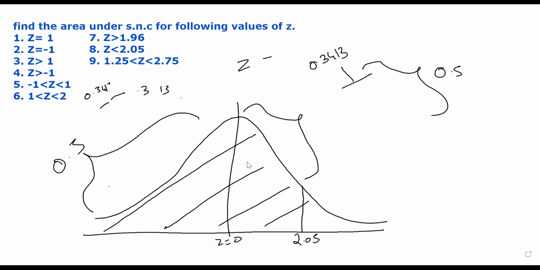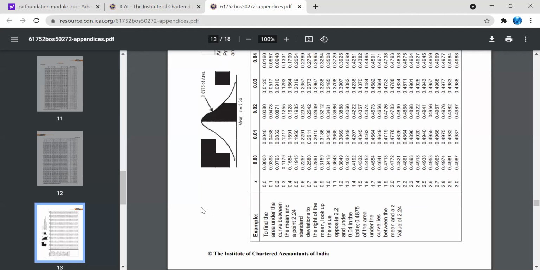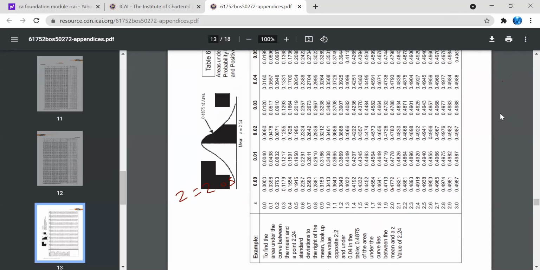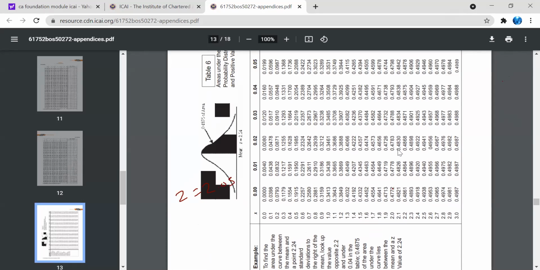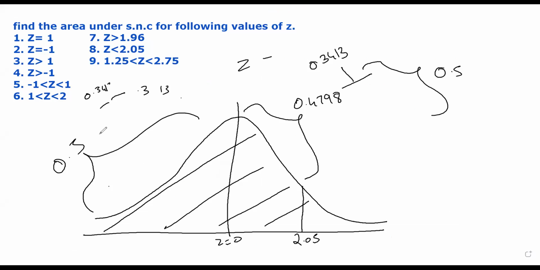You will go back to the Z table. Z value is 2.05, so you look at 2.0 in x and check the value for 5 here. For 2.0 in 5, it is 0.4798. So what is this area? This is 0.4798 and this is 0.5, and I want this complete area, so I will get it by adding 0.5 plus 0.4798, which will be 0.9798.